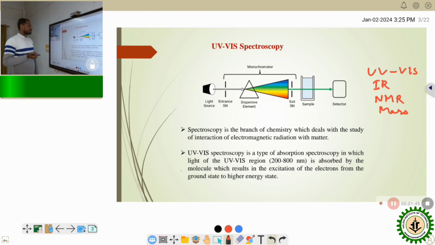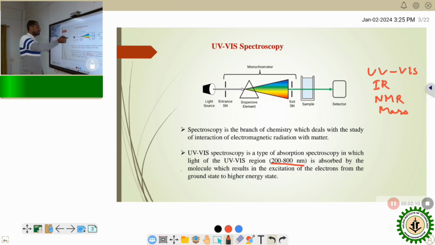UV visible spectroscopy is a type of absorption spectroscopy in which light of the UV region, that is 200 to 800 nanometer region, electromagnetic radiation is absorbed by a molecule and electronic transition takes place, that is, from bonding molecular orbital to anti-bonding molecular orbital. This type of electronic transition takes place.